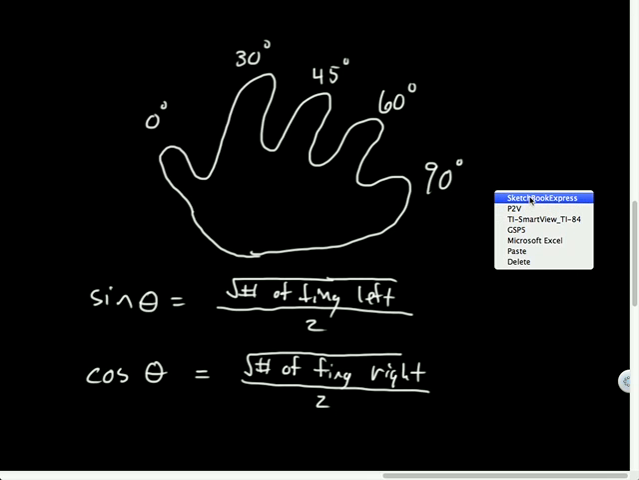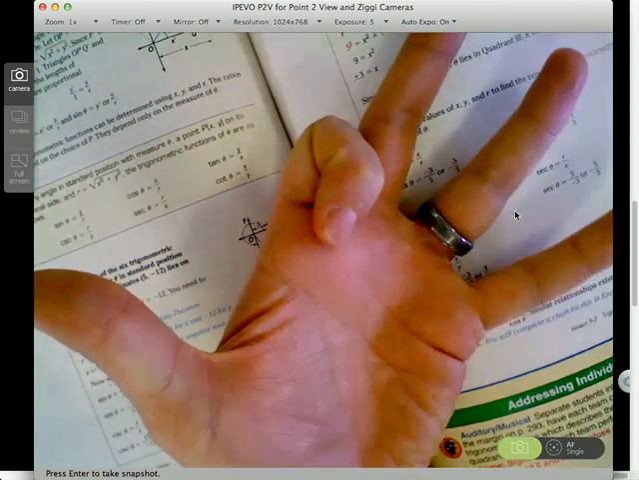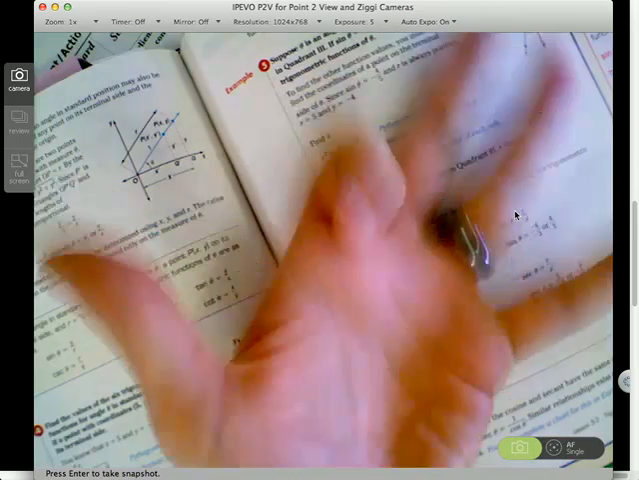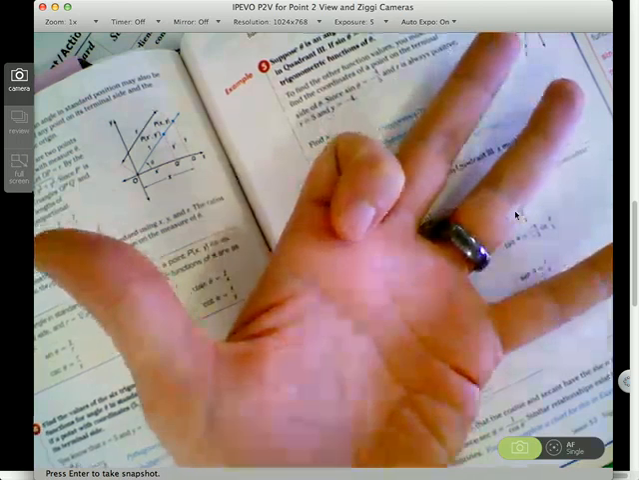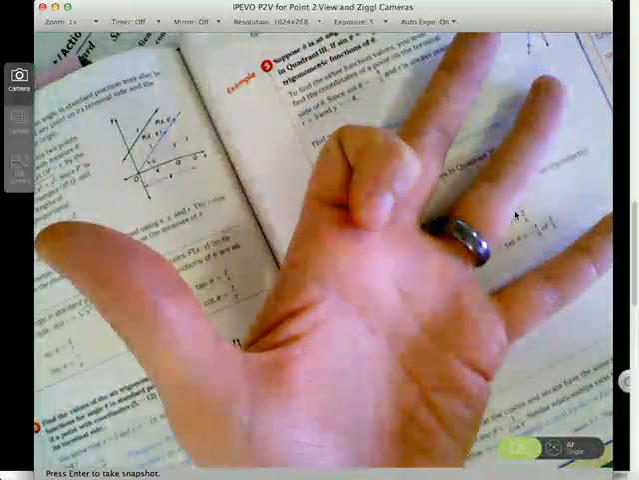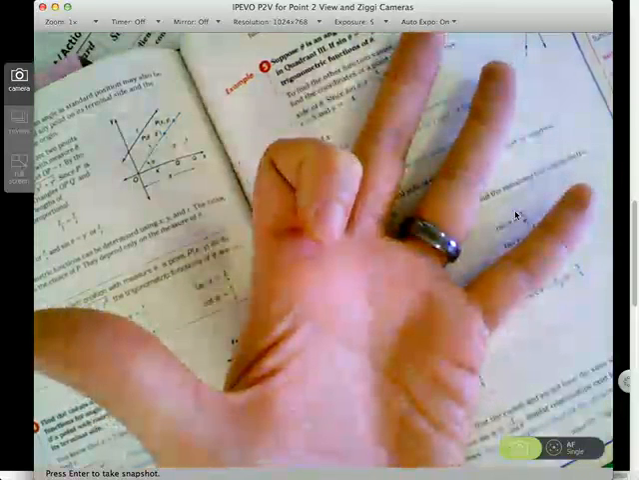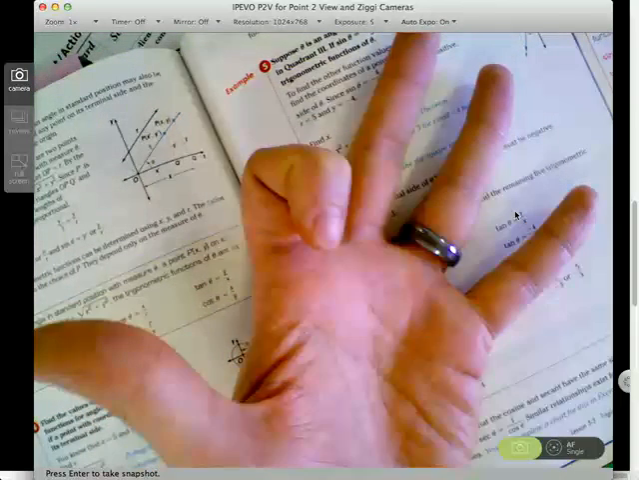So with that in mind, let's check this out. If I want sine of 30 degrees, that's my 30-degree finger. Put it down. There is 1 finger to the left. Square root of 1 is 1, and 1 over 2 is 1/2. Cosine of 30 degrees, there are 3 fingers to the right, so the square root of 3 over 2 is the value of cosine at 30 degrees.